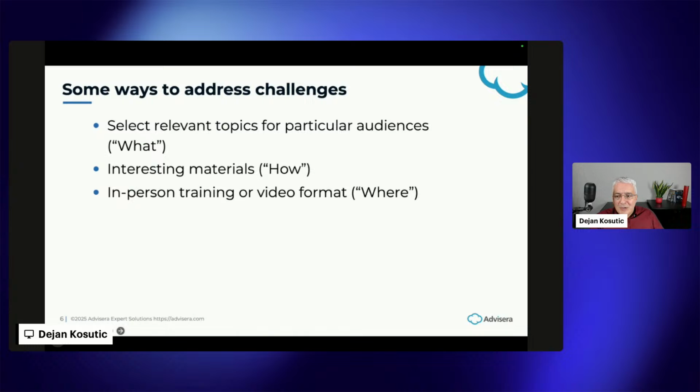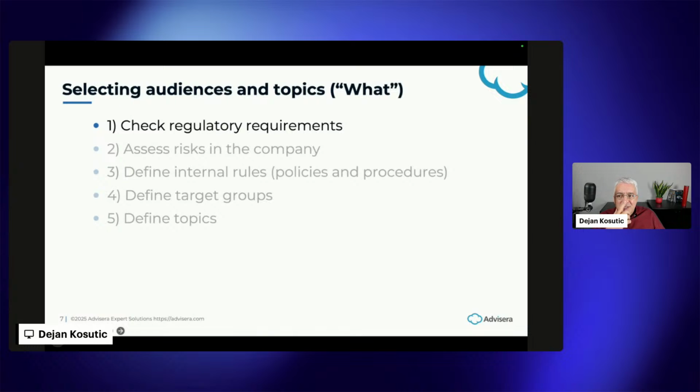Okay, now let's go one by one. The first one is about selecting audiences and topics, the what. To come to the right mapping between audiences and topics, you have to go through these 5 steps. The first step is to check regulatory requirements. So if you need to comply with NIS2, or you need to comply with DORA, or you go for ISO 27001, typically they will have certain requirements on what people need to know.